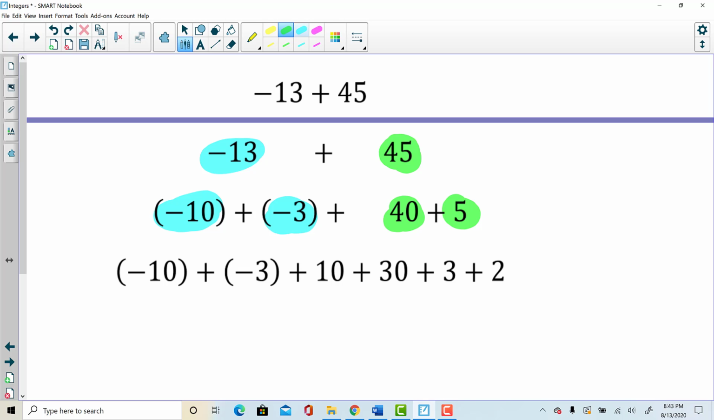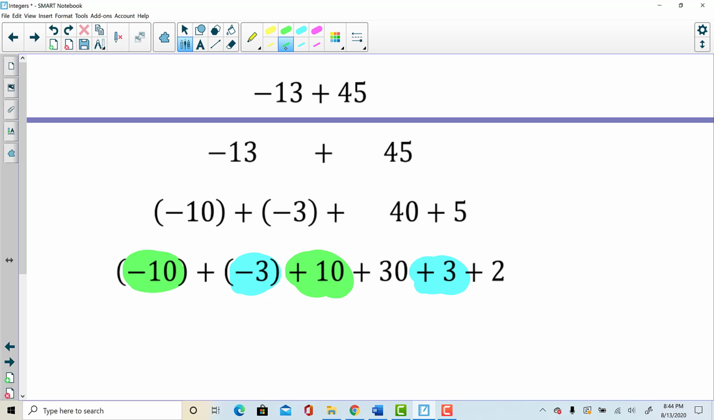Now on the right side, I'm going to separate the 40 into 10 plus 30. The reason I chose 10 is because I've got a -10 on the other side. And I'm going to separate the 5 into 3 plus 2. The reason I chose 3 plus 2 is because there's a -3 on the other side. So what I'm now going to be able to do is cancel a bunch of stuff. The -10 cancels with the +10 by design. The +3 is going to cancel with the -3 by design. So what I'm left with is just a 30 plus a 2. So that's 32.